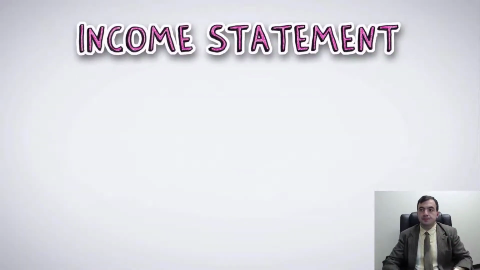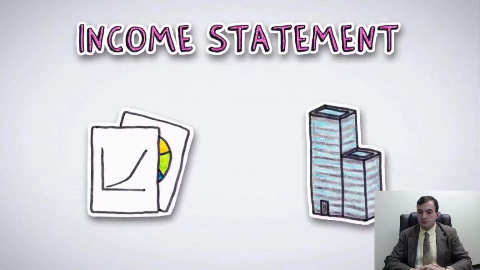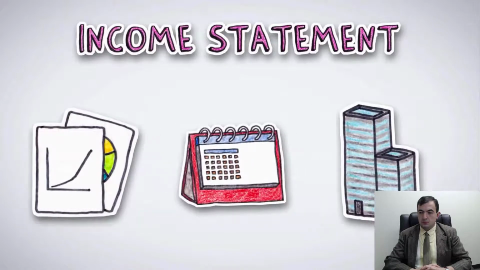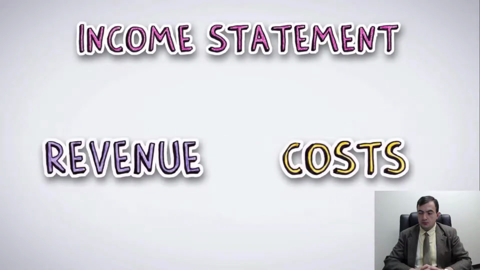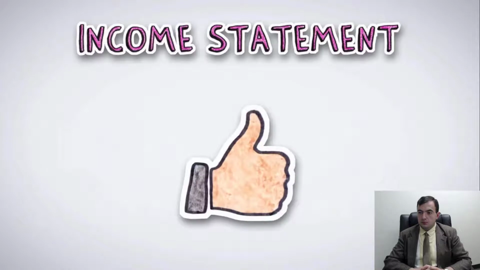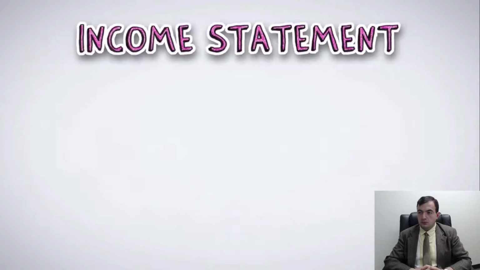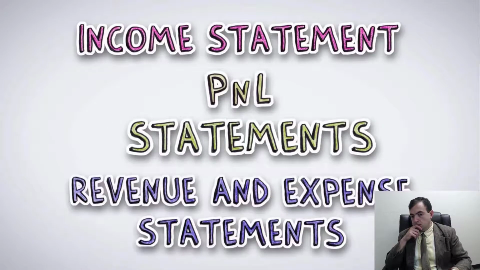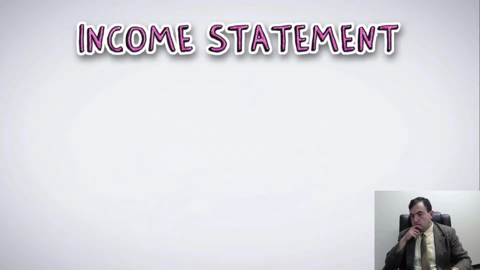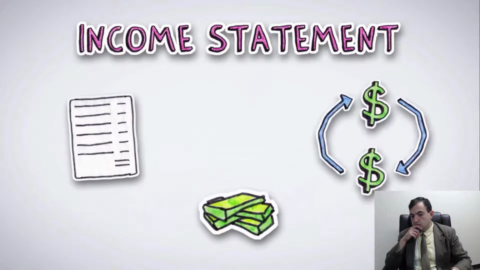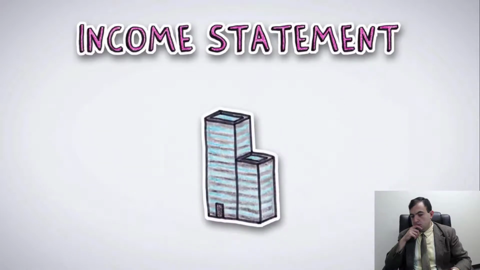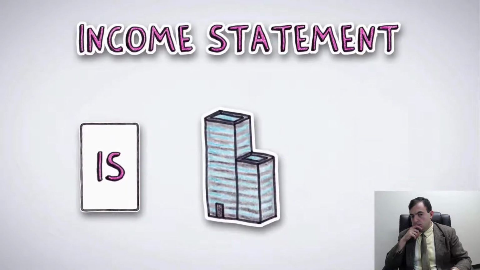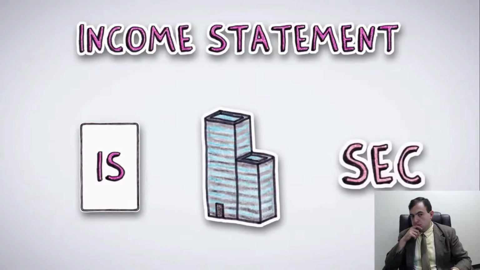An income statement shows the financial performance of a company for a given time period. It shows a company's revenue and costs and is therefore a pretty good indication of the strength of the company. Income statements are also called profit and loss or P&L statements or revenue and expense statements. Income statements are prepared as a part of a company's financials. All public companies are required to submit them quarterly, regulated by the SEC. So let's look at a simple income statement in practice.